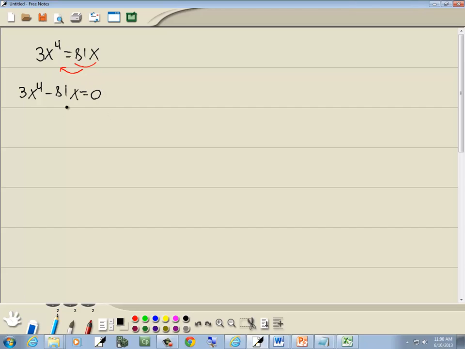Now once you get 0 on one side, you want to factor the other side. And the first method is GCF. They both have a 3 and an x in common. And that gives me 3x times the quantity x to the third minus 27 equals 0.